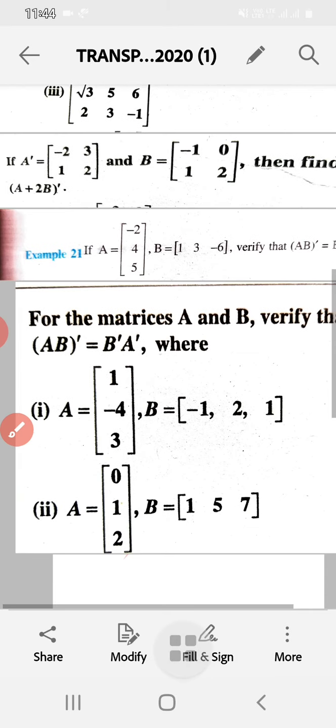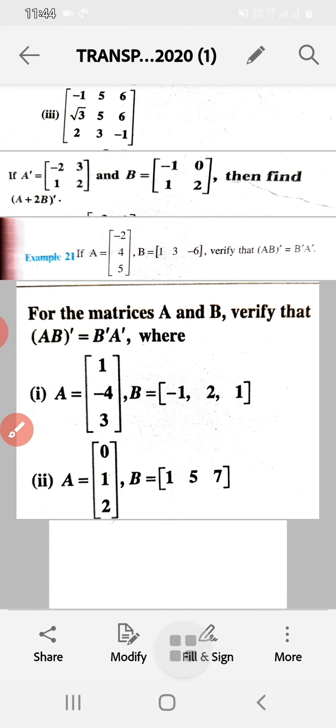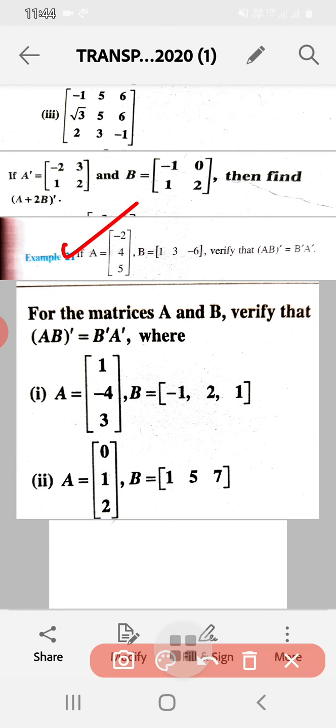Observe this. Here another example is there. If A equals [−2 4 5], B equals [1 3 6], then also you verify (AB)' is equal to B'A'.